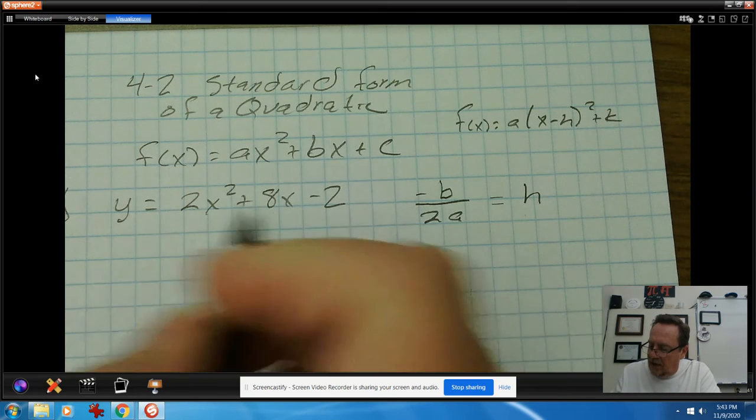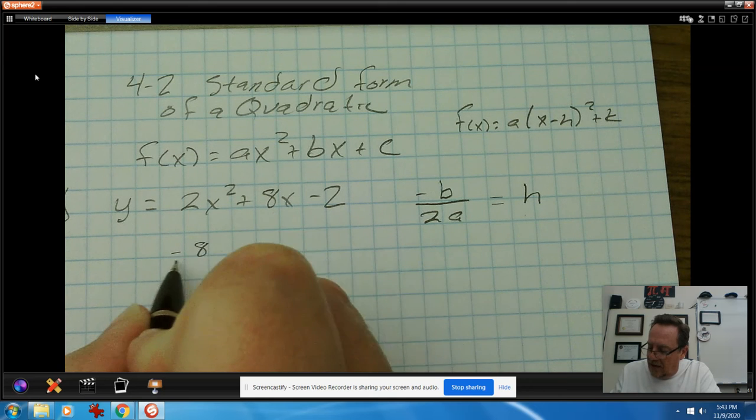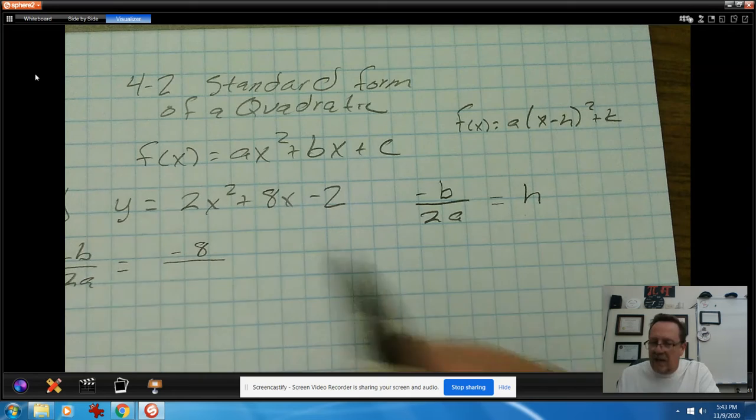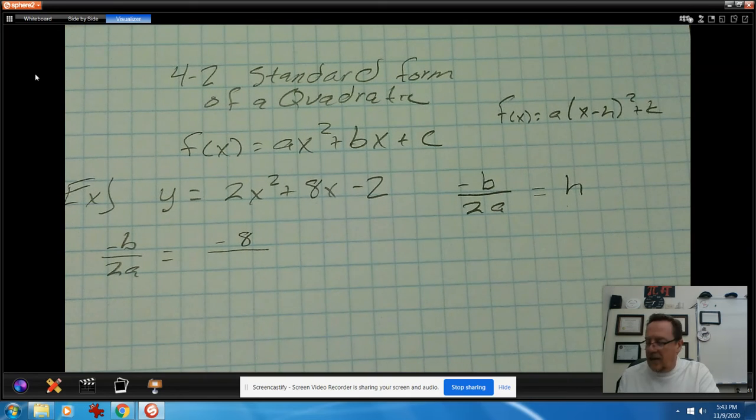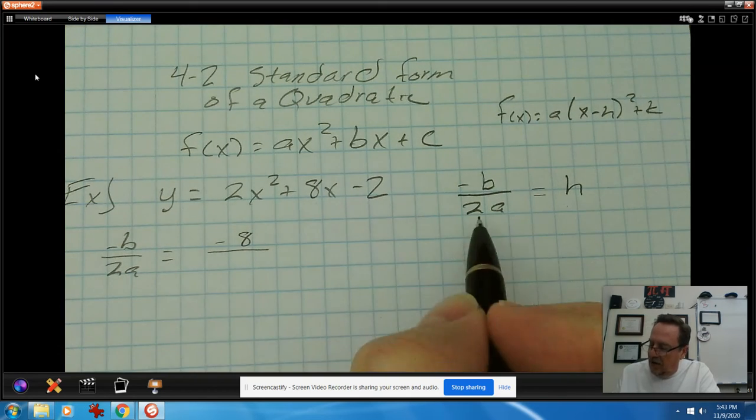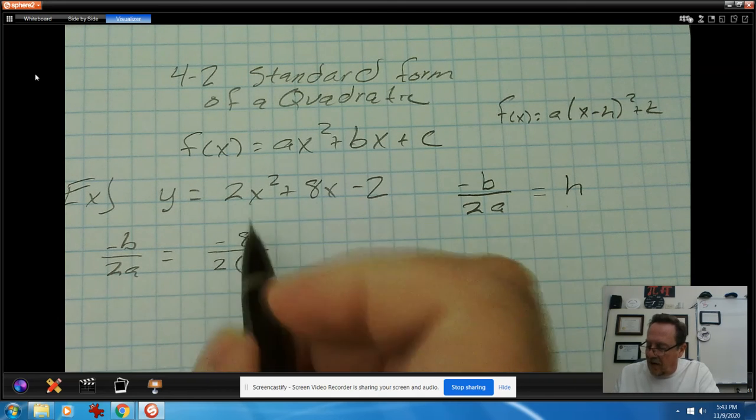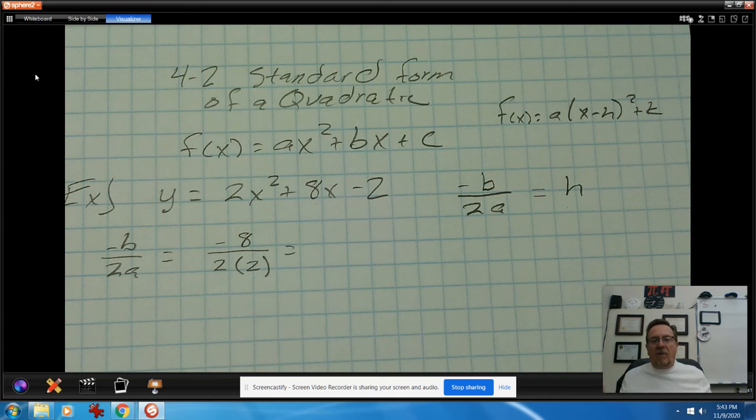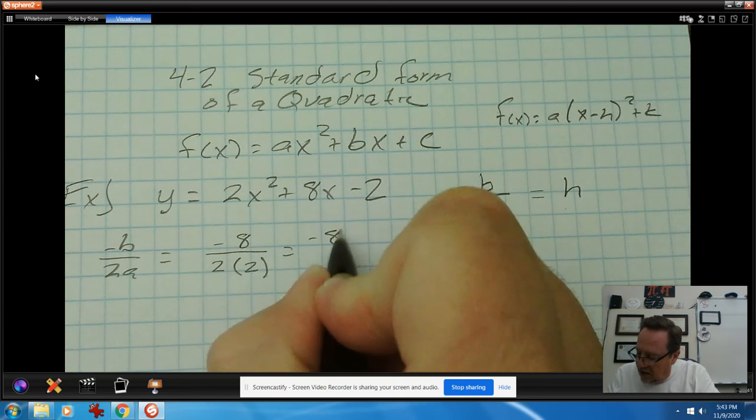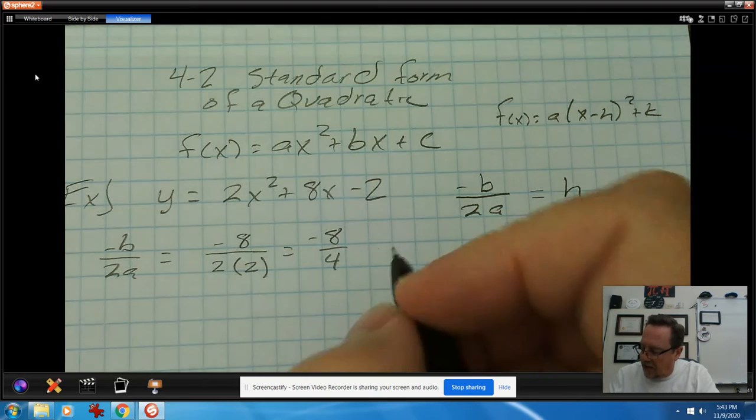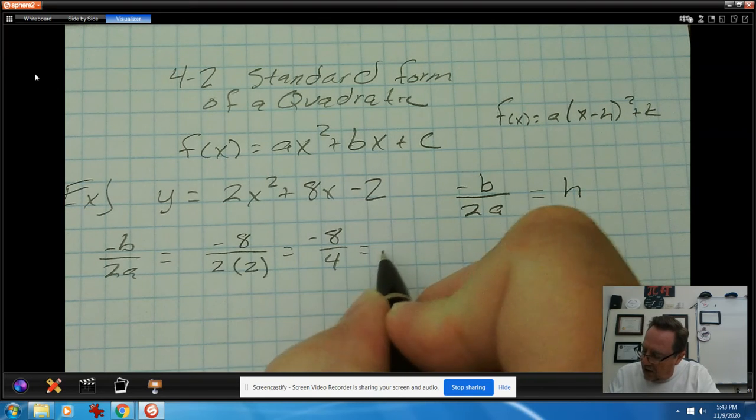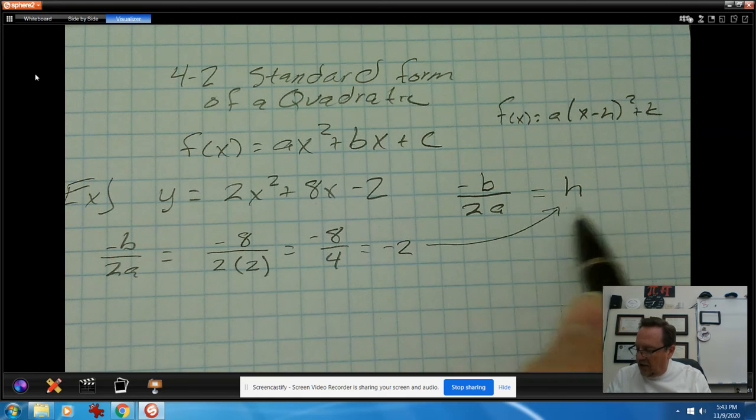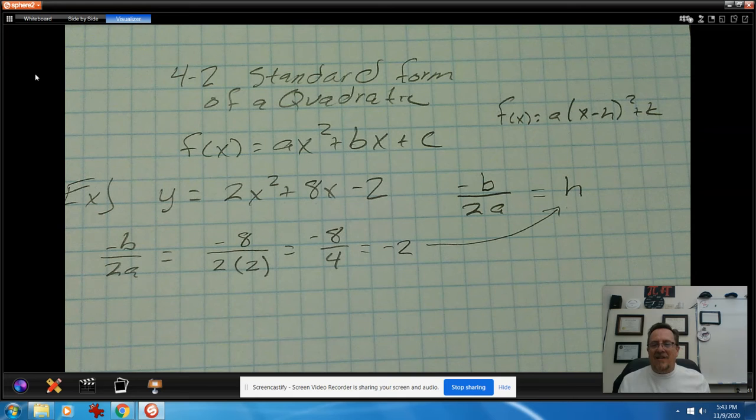8 is our b, so I'm going to go negative 8 over, because remember I'm doing negative b over 2a. So our negative b over 2a is negative 8 over 2 times our a, and our a was 2. So negative b over 2a is going to be negative 8 over 4. We could reduce that, because negative 8 divided by 4 is negative 2. So what does that mean? Well, that means my h is negative 2. See, that's not so hard.